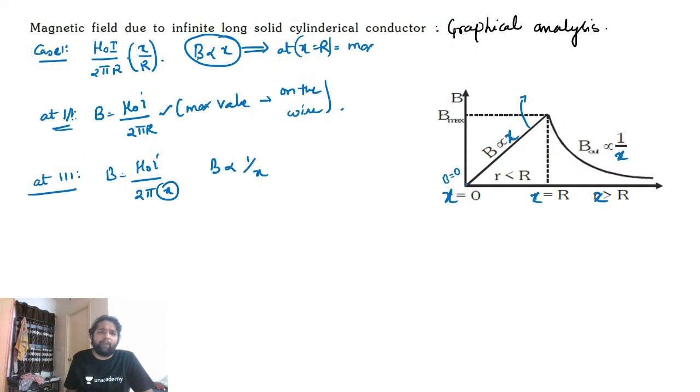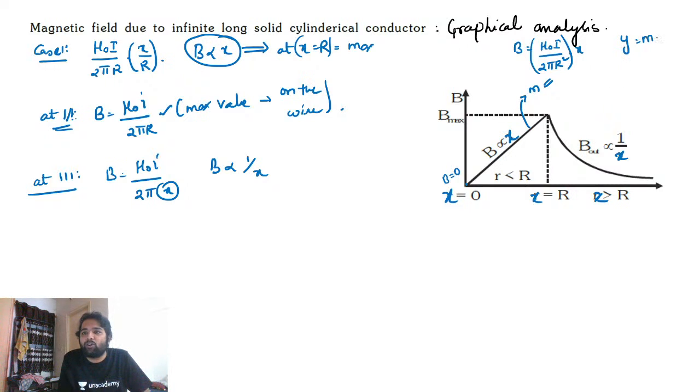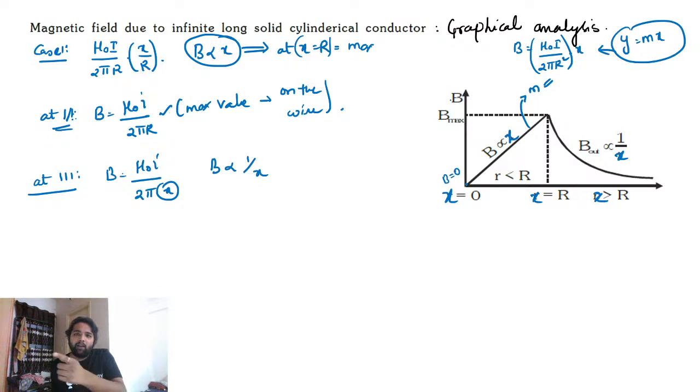By logic, y is equal to mx. y will be equal to mx. B will be equal to mu naught I by 2 pi r square into x. This whole thing will be m. Understood completely? It is the y is equal to mx plus c equation. y is equal to mx plus c, c is 0, so directly we can write y is equal to mx as the equation. Y axis is B and x axis is x, so when we equate both, the slope of this line we also got. It's just like that.